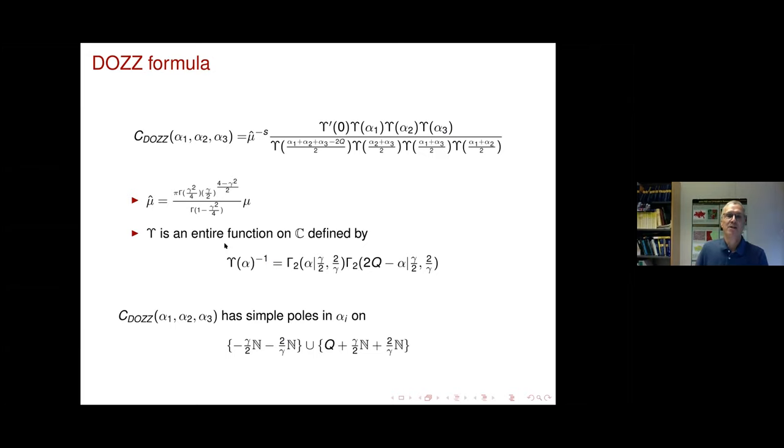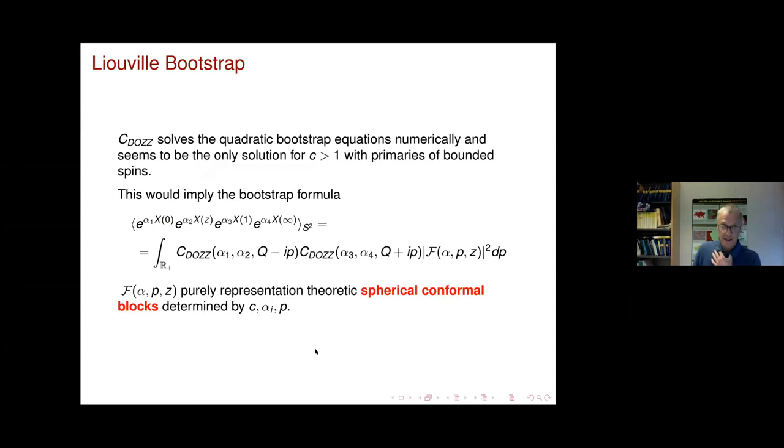Anyway, to put it mildly, it's not simple, but it's explicit in some sense. And it's a meromorphic function in these numbers alpha with simple poles on the real axis. Okay, I'm not going to use this formula anywhere, just to say that it exists.